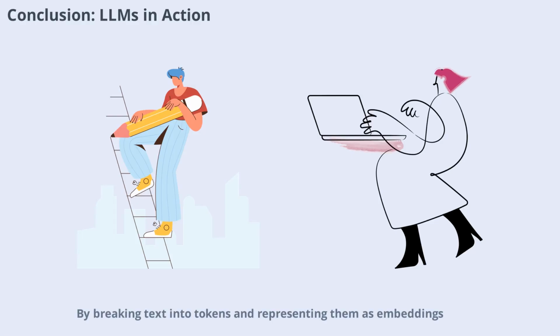By breaking text into tokens and representing them as embeddings, LLMs can understand, analyze, and generate language with remarkable accuracy. As these technologies continue to evolve, they'll play an even bigger role in shaping the future of communication, technology, and society.